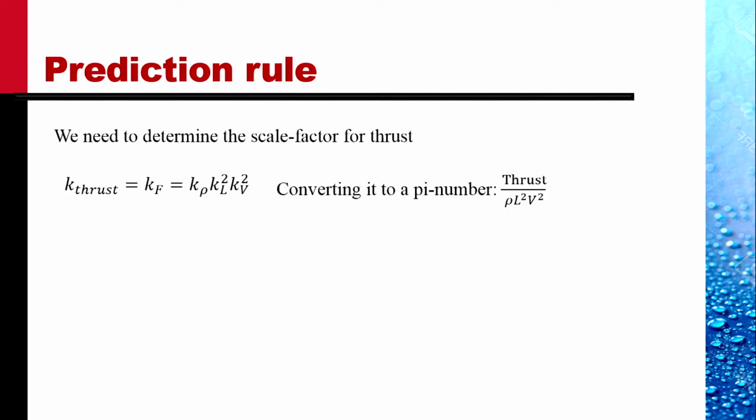And then, to determine the scale factor for thrust, we note that a thrust is like any other force. So, the scale factor for thrust would also be equal to the scale factor for any other force, and we choose the inertial force for simplicity. And so, the K for thrust would be K rho, KL square, KV square. And converting it to a pi number, we get thrust divided by rho, L square, V square is invariant. That is, it has the same value for the prototype as for the model.